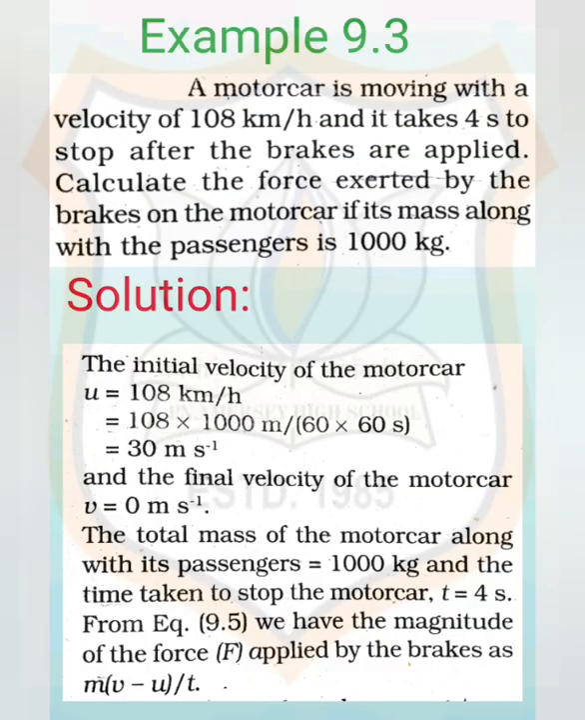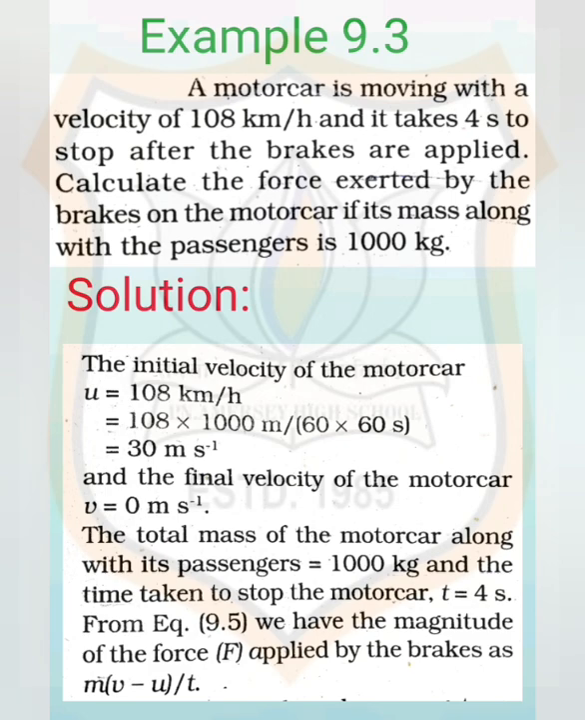Next, example 9.3. A motor car is moving with a velocity of 108 km per hour and it takes 4 seconds to stop after the brakes are applied. So, calculate the force exerted by the brakes on the motor car if its mass along with the passengers is around 1000 kg. So, let us start the solution.